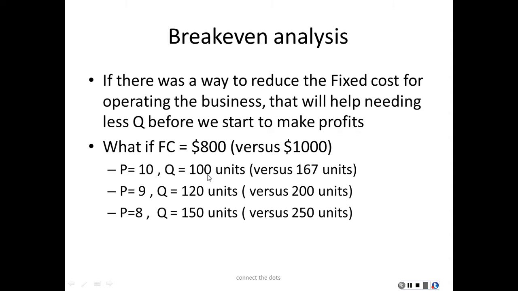Now, if we lower the price because of the competition to 9, and our fixed cost would have been 1,000, we would have to sell 200 units. On the other hand, if the fixed cost would be 800, we only have to sell 120. Similarly, if we lower the price even more to 8, at 1,000 fixed cost, we would need to sell 250, whereas at 800, only 150. So now you see that there is a relationship between the price, the quantity, and the fixed cost.